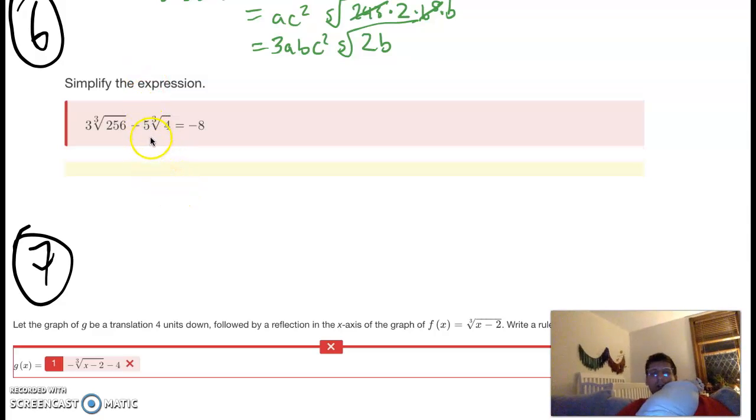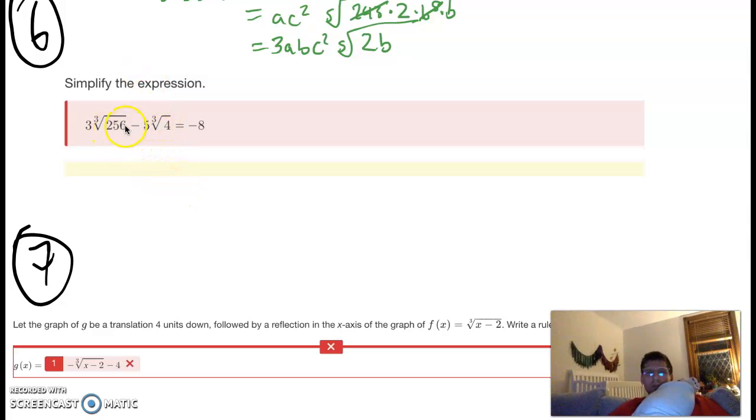Okay, next, simplify this expression. Whenever they give you one like this, sometimes the hint is that we may be able to simplify down to the cube root of 4, because then we could hopefully subtract. So let's see.